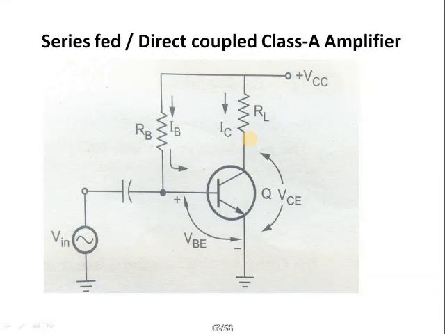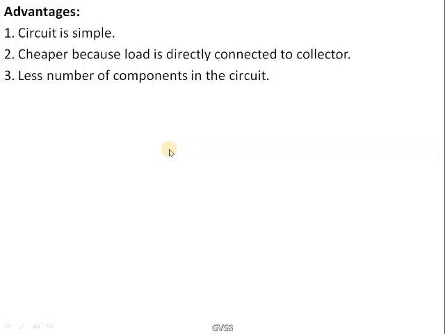The efficiency of series fed Class A power amplifier is only 25%. That is very low. Let us see the advantages and disadvantages of series fed Class A power amplifier. The advantages are the circuit is simple because we are using a smaller number of components, and it is cheaper because the load is directly connected to the collector. We are not using any impedance matching element like a transformer here, that's why it is cheaper. And the third one is that fewer components are used.